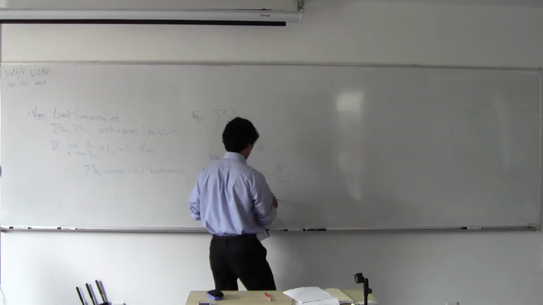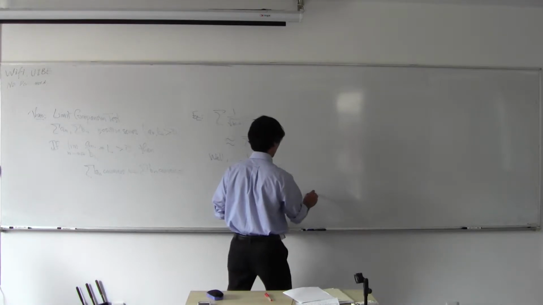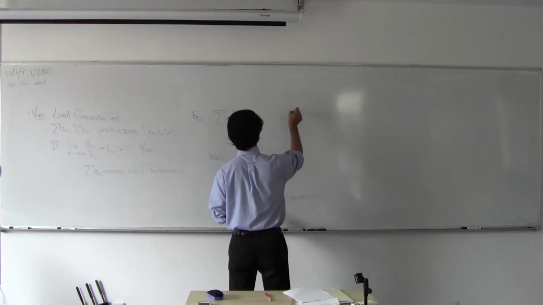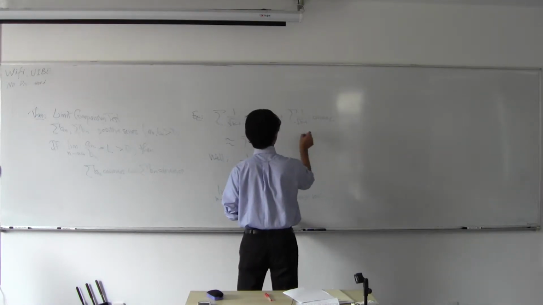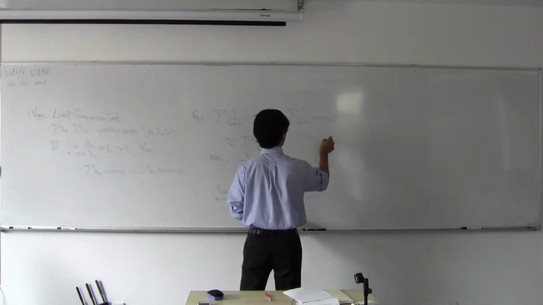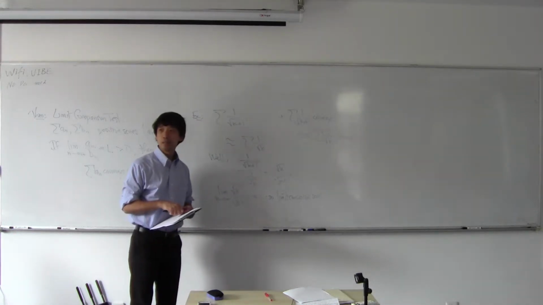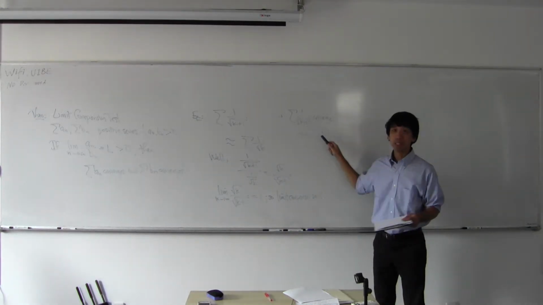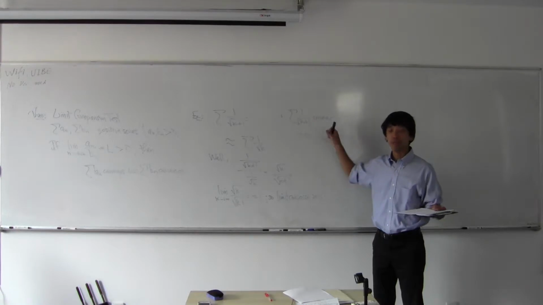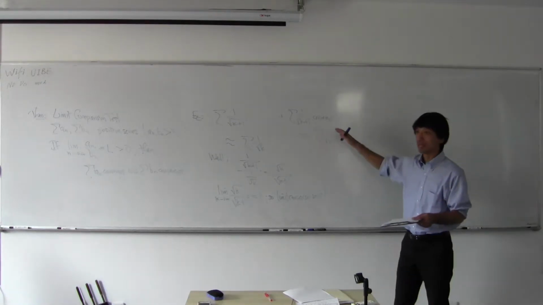So limit comparison says that this converges if and only if this other one converges. It allows you to say that these are basically the same, because if you look at the limit of the ratio, you get a constant number. So that means the behavior is going to be the same.